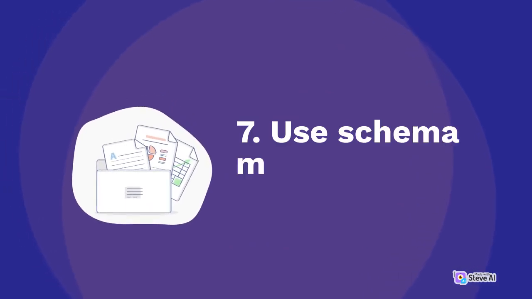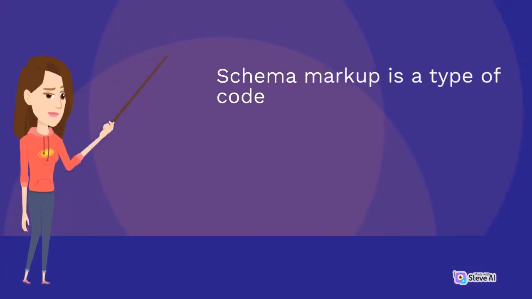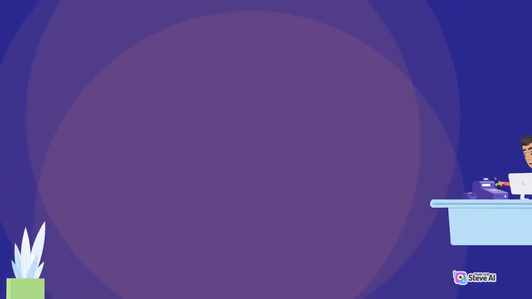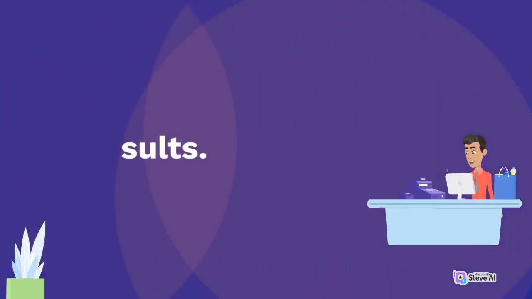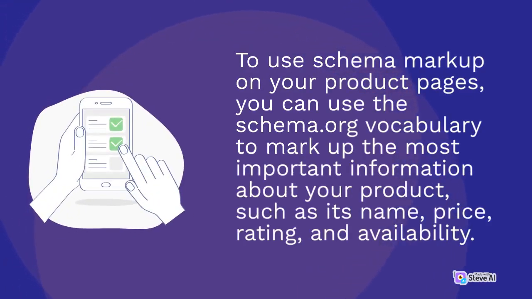7. Use schema markup. Schema markup is a type of code that helps search engines understand the content on your website better. It tells search engines what your content is about and how it should be displayed in search results. To use schema markup on your product pages, you can use the schema.org vocabulary to mark up the most important information about your product, such as its name, price, rating, and availability.